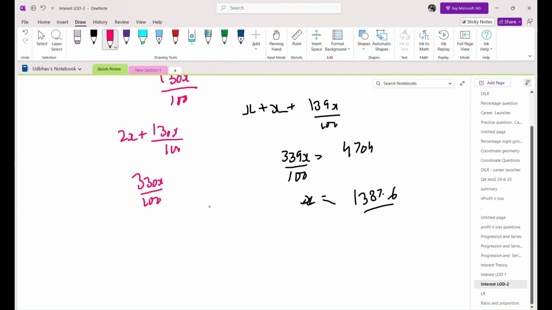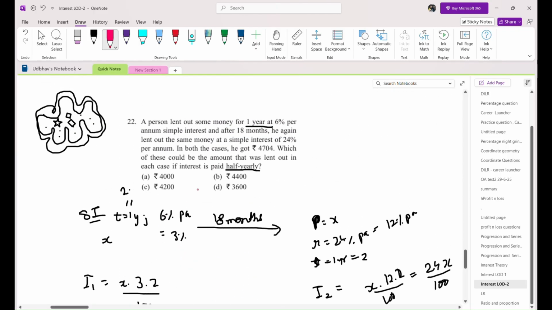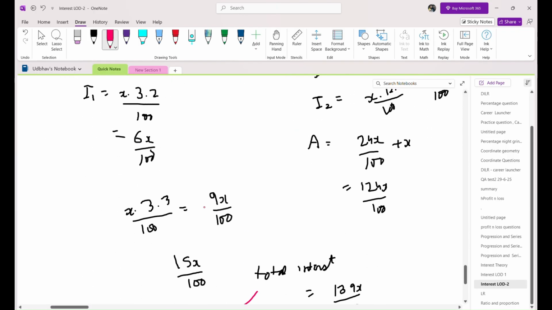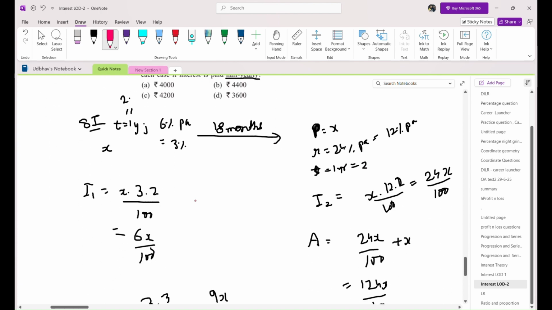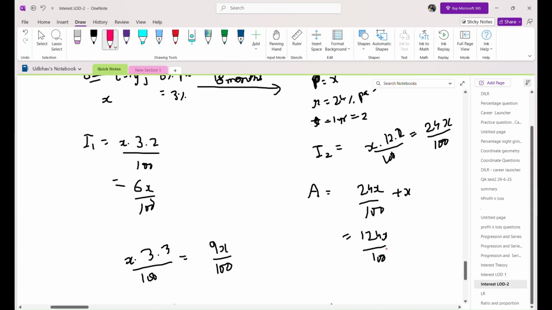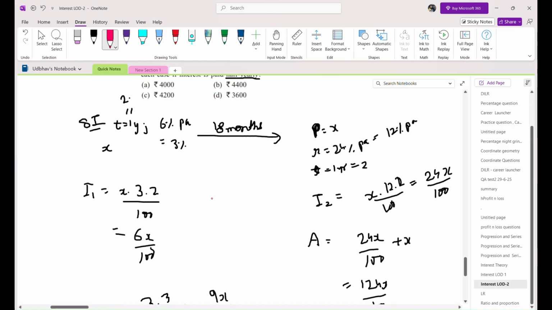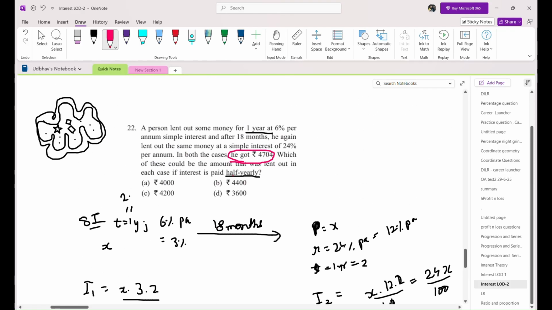So 330 gives us not much of a difference, 1425. That's still also wrong. I think there is some ambiguity in the question. This line is giving ambiguity. In both the cases he got 4704. What does it mean by in both the cases? Both the cases, that is, individually the amount is this, so we can just equate this amount and we can just equate this amount, but neither of that is giving us the answer.